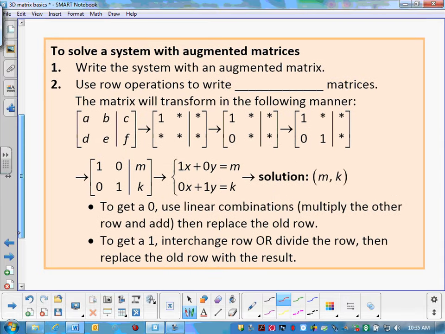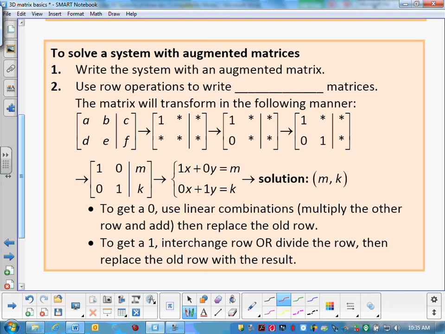So here are our steps. I'm going to try and put them down here. To solve a system with augmented matrices: 1, first you have to write the system with an augmented matrix. 2, you're going to use row operations to write equivalent matrices. That means they're going to be matrices that look different, but they have the same answer. So these are the steps we're going to go through as we take our matrices through to come up to a solution. We're going to start off with numbers in all the 6 spots.